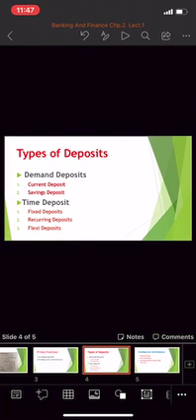Then the third type of time deposit is the flexi deposit. Flexi bank accounts combine the higher interest rates of a fixed deposit and the liquidity of a savings or current account. A flexi account allows the customer to meet his regular cash requirement, for which he can set a limit and transfer the remaining amount to a term deposit and get the higher interest.